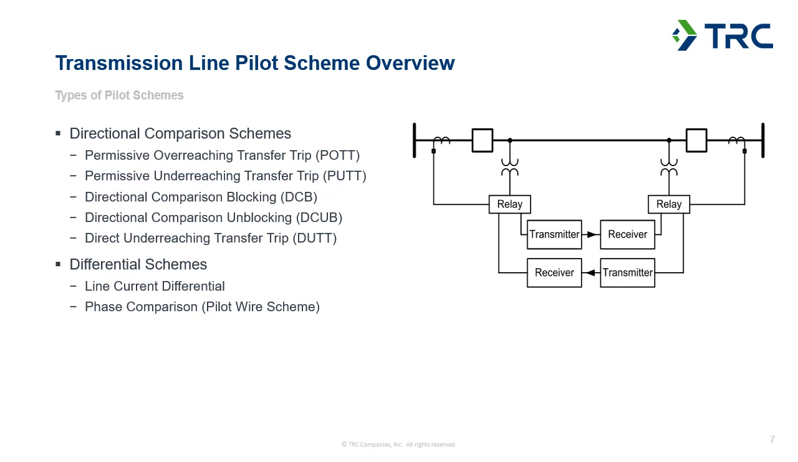So we can break down the types of pilot schemes into a couple different categories. The first is a directional comparison scheme, and this is using directionality in the relays at either terminal to tell if the fault is in front of each relay, or behind each relay, or a mix of the two. And those generally can be broken down into permissive schemes and blocking schemes.